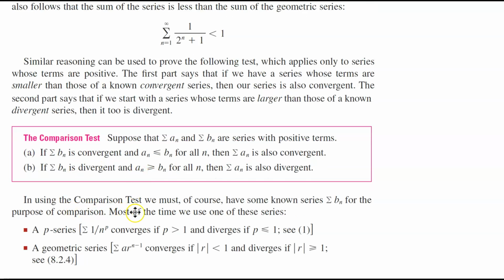Now, in using the comparison test, we must of course have some known series for the purpose of comparison. Most of the time we use one of these series: a p-series, which converges if p is greater than 1 and diverges if p is less than or equal to 1, and a geometric series, the sum of r to the n minus 1, which converges if the absolute value of r is less than 1 and diverges if the absolute value of r is greater than or equal to 1.